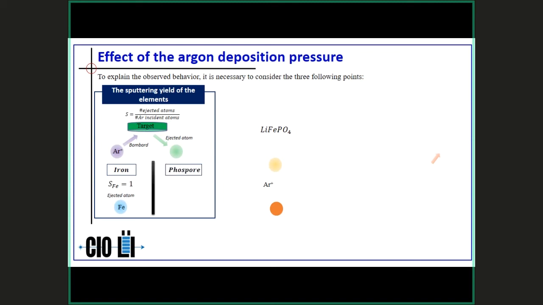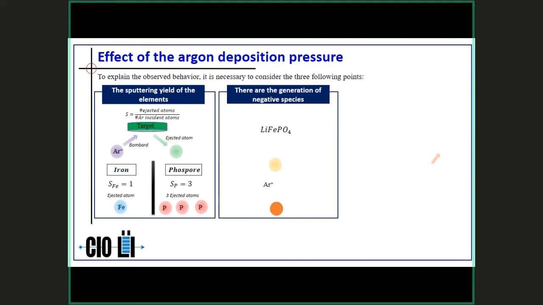In the case of phosphorus, it has a different sputtering yield. It is equal to 3. What is the meaning of that? Every time it is bombarded by one argon atom, there will be 3 phosphorus atoms ejected from the surface of the target.